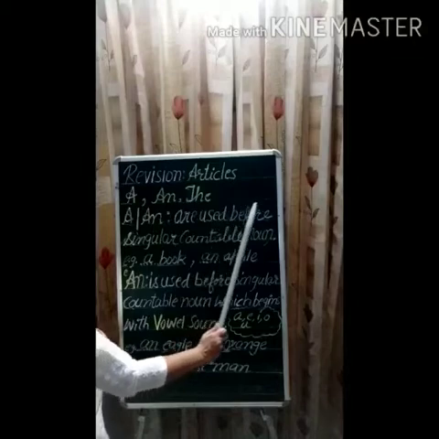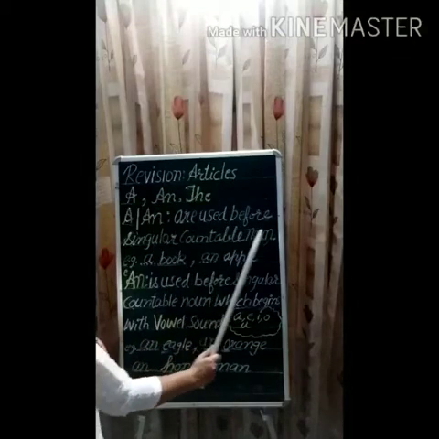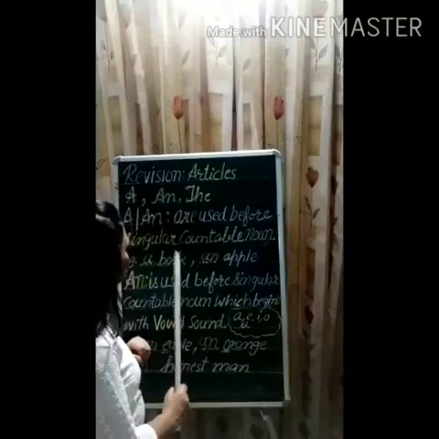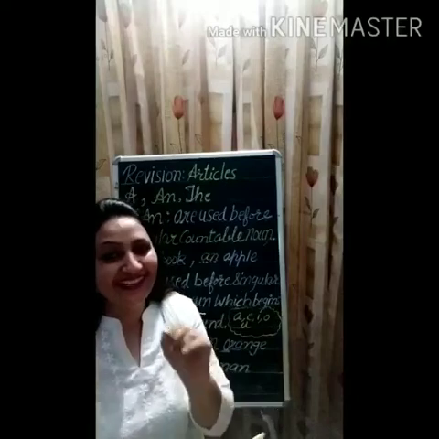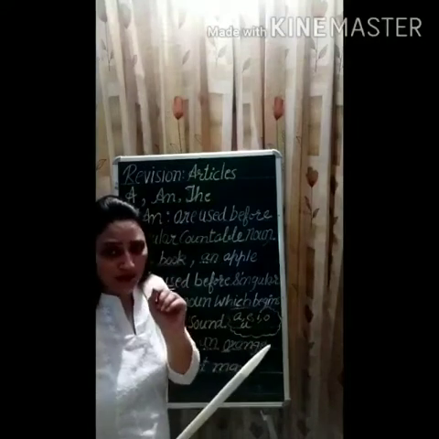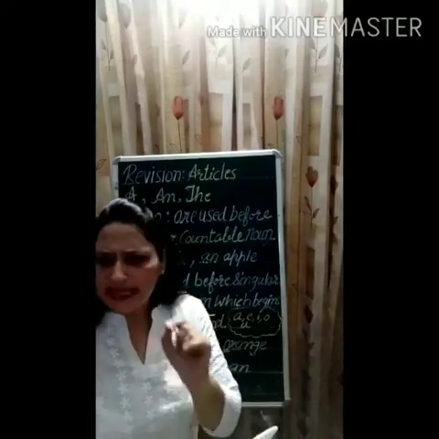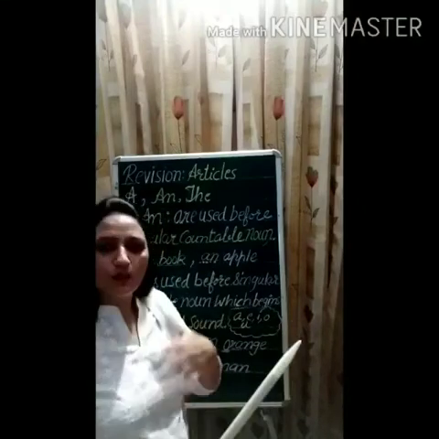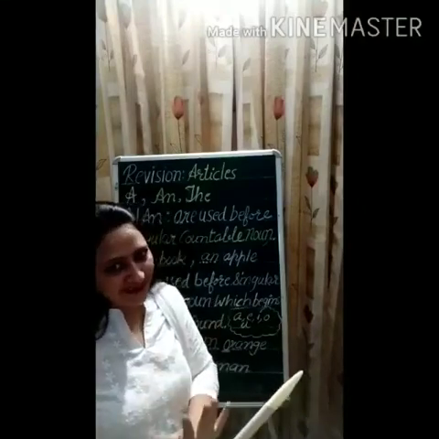They are used before a singular countable noun. So my dear students, now look at the example first. Dash book. I have inserted article a before this word. You know why? Because book is a singular noun. It means one in number. And countable means we can count it. I hope it is clear to you.